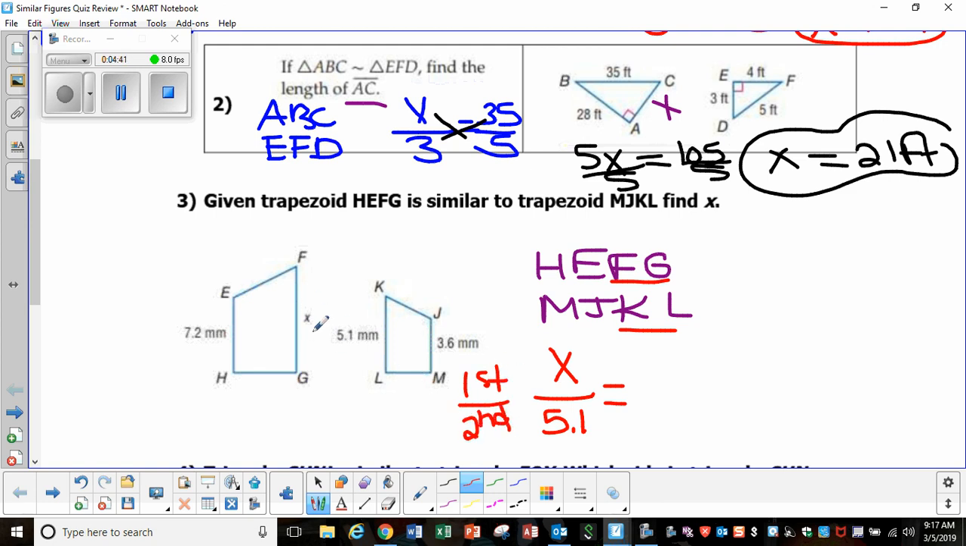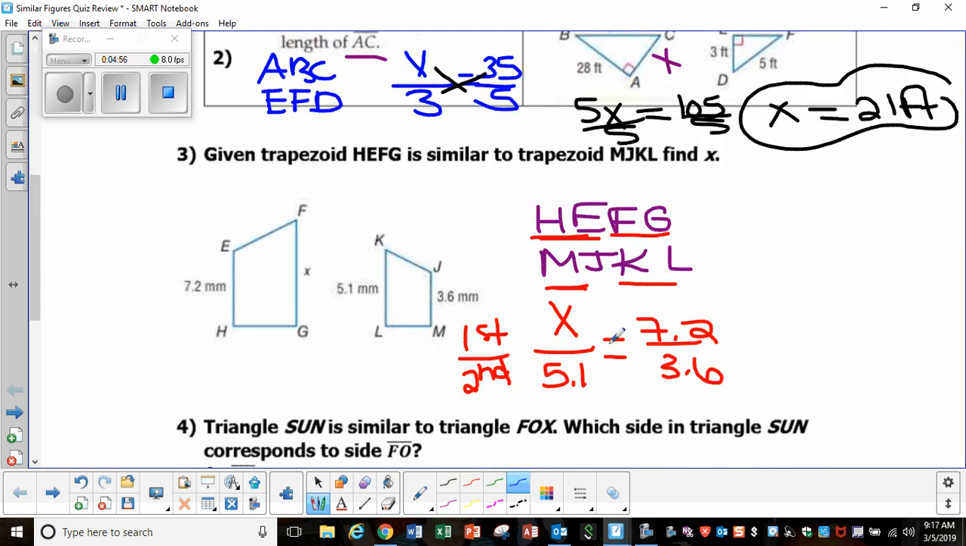And I've already used X, so now I'm going to use 7.2. That's the remaining side I'm given. And that's EH or HE. So HE is going to correspond with MJ. So that's 3.6. So now that I've set up my proportion, again, I'm going to cross multiply.